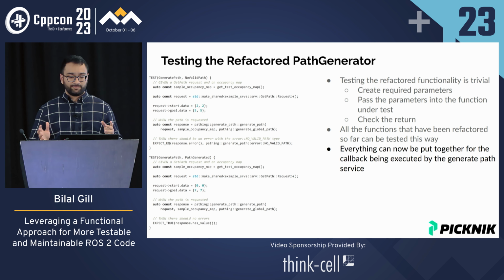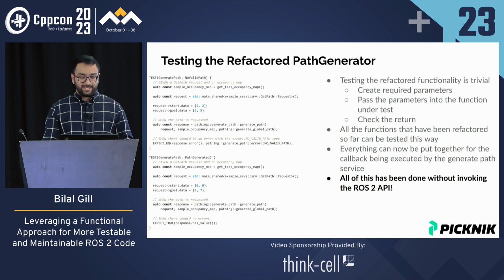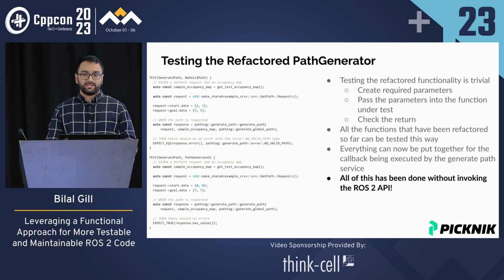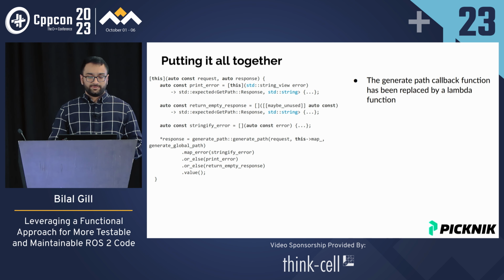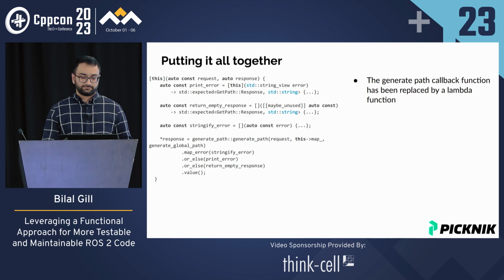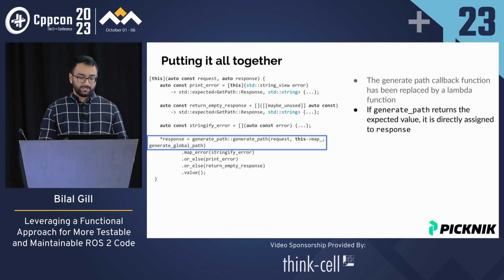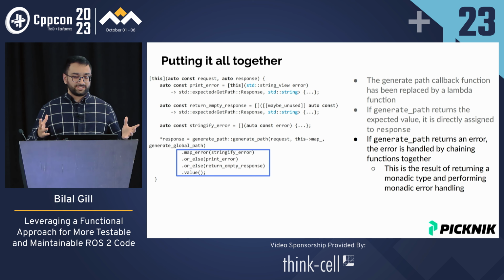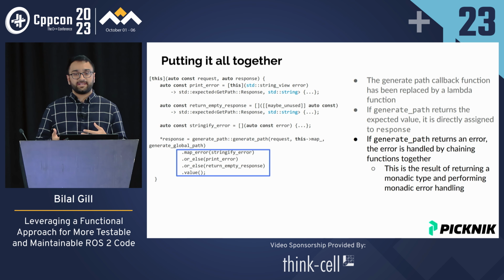And now everything can be put together for the callback being executed by the generate path service. The important thing to note is all this has been done without invoking the ROS2 API in our refactored code. So the generate path callback function, we're going to replace it with a Lambda function. If generate path returns the expected value, it is directly assigned to response. If generate path returns an error, though, the error is handled by chaining functions together. And that's due to returning a monadic type and performing monadic error handling.